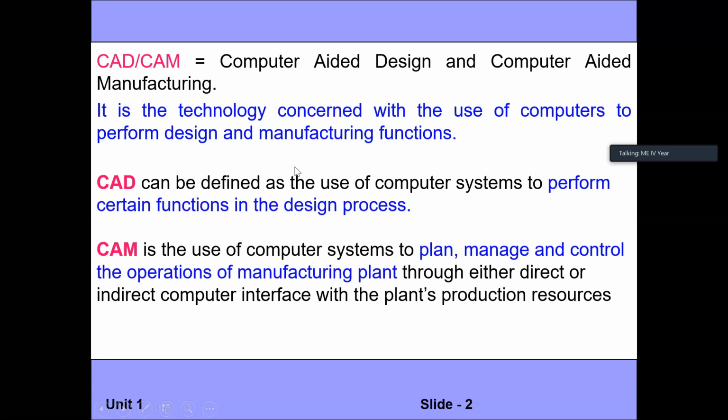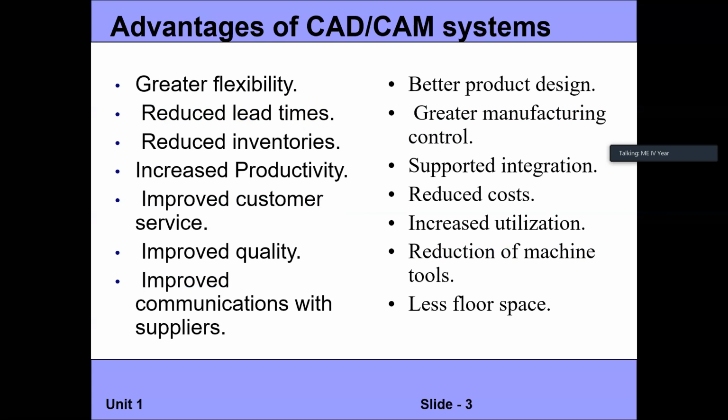Now coming to CAD. CAD is defined as the use of a computer system to perform certain functions in the design process, and CAM is the use of a computer system to plan, manage, and control the operations of a manufacturing plant through either a direct or indirect computer interface with the plant production resources. What are the advantages of CAD systems? Greater flexibility, reduced lead times, reduced inventories, increased productivity, improved customer service, improved quality, improved communications with the suppliers.